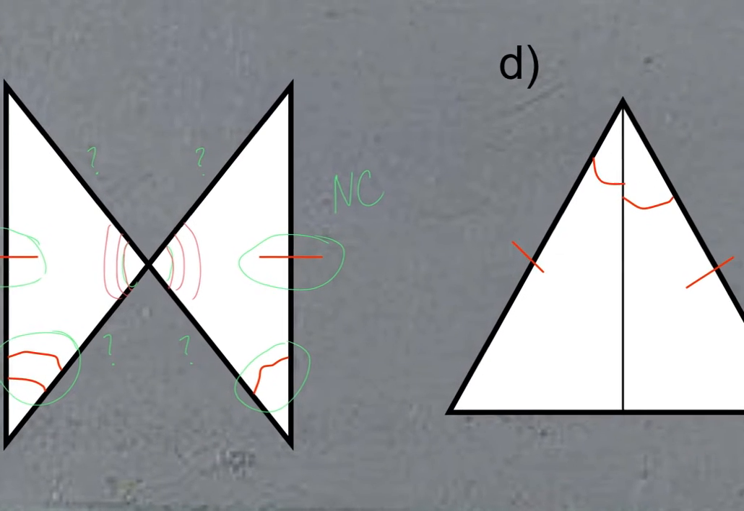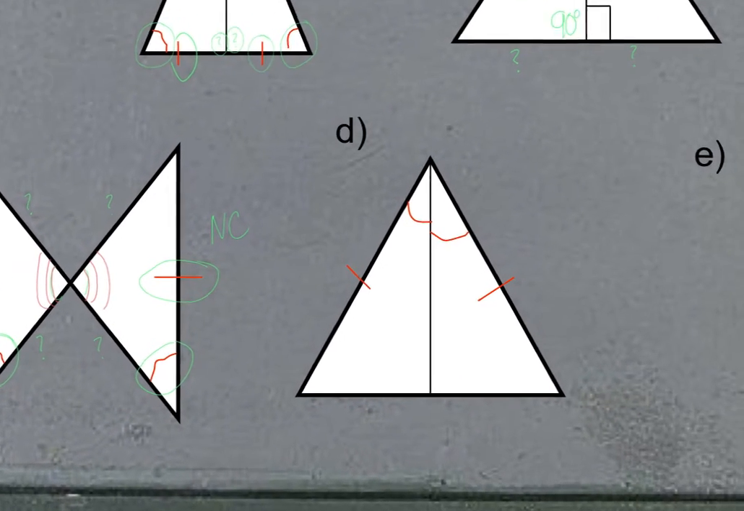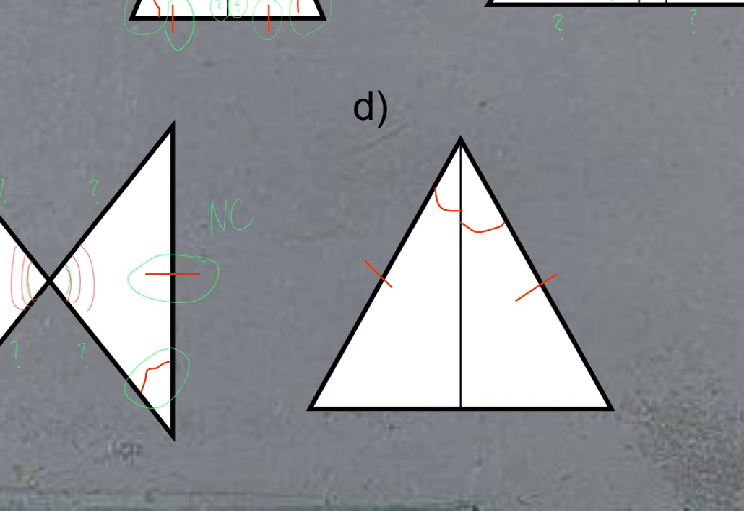Let's take a look at D. Side, angle, side. Does the other one have a congruent side, angle, side? Side, angle, side. Therefore, we can say SAS, yes, they're congruent. A side matches up with another side, the angles match up, and then the other side matches up, we are good to go, okay?